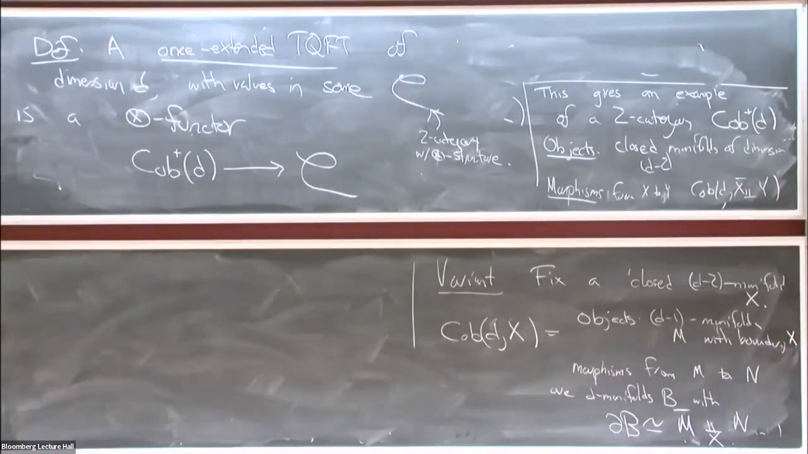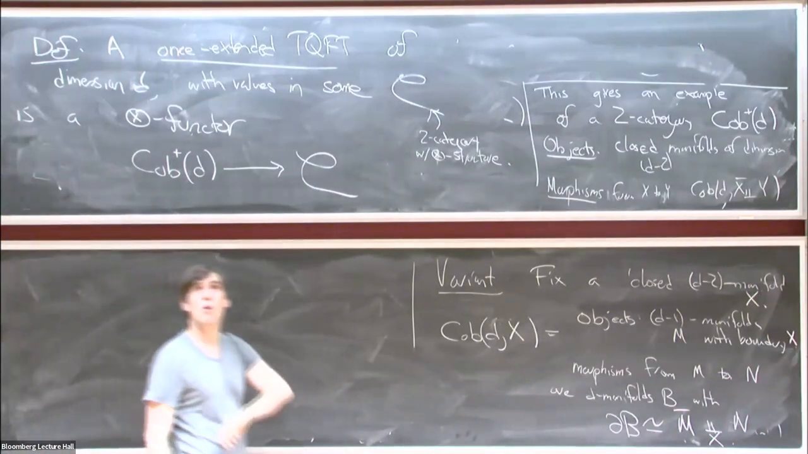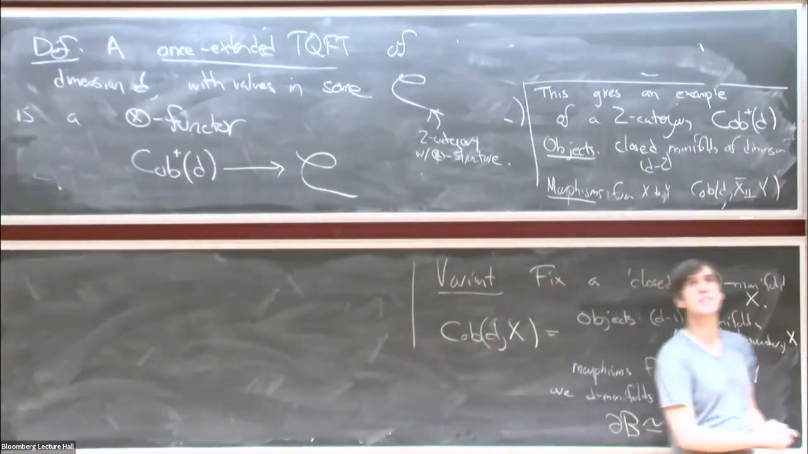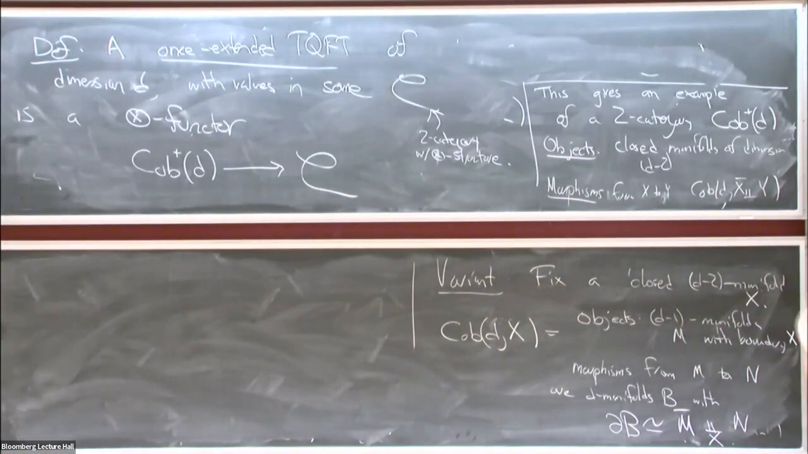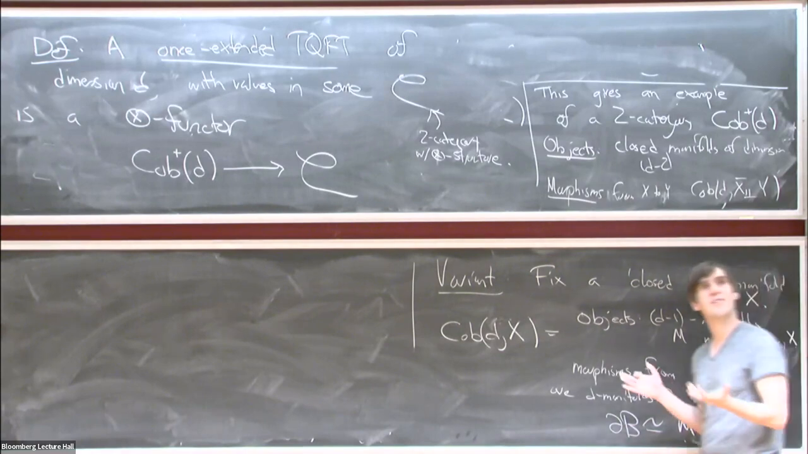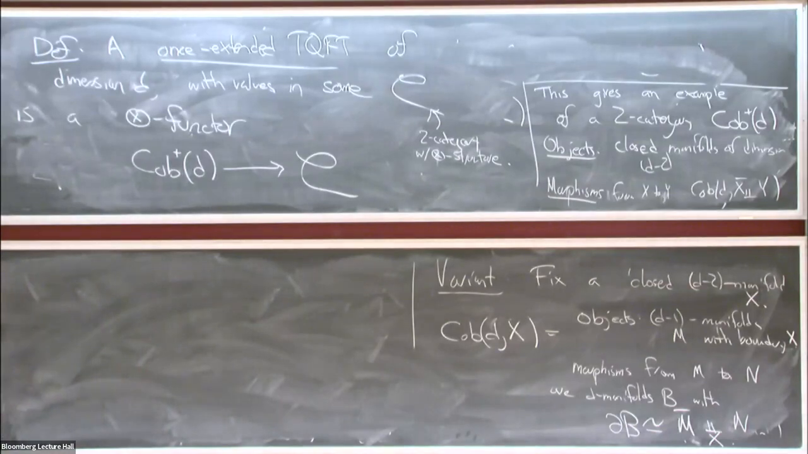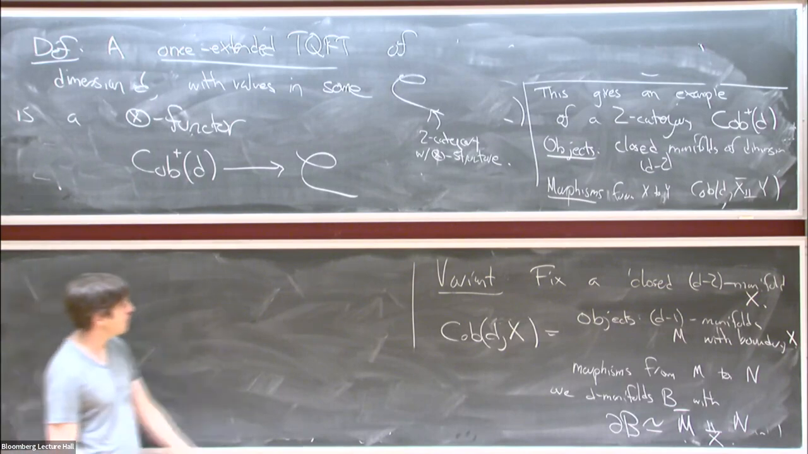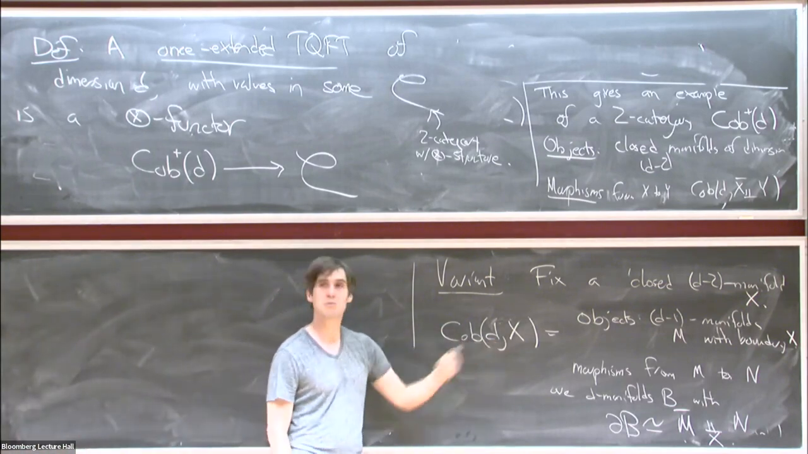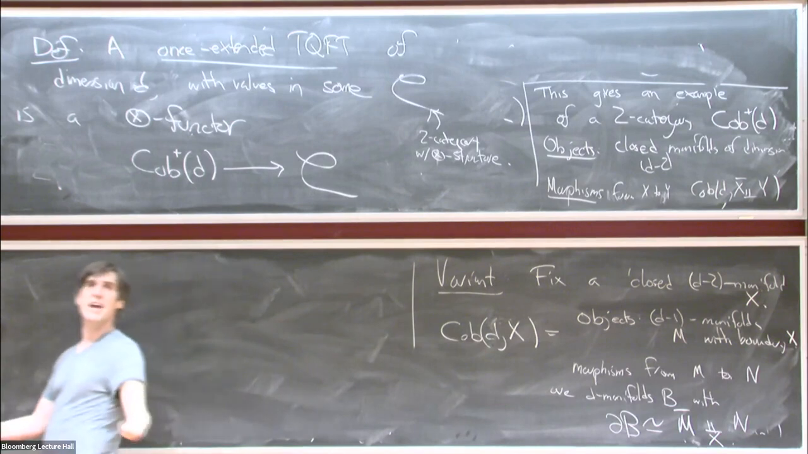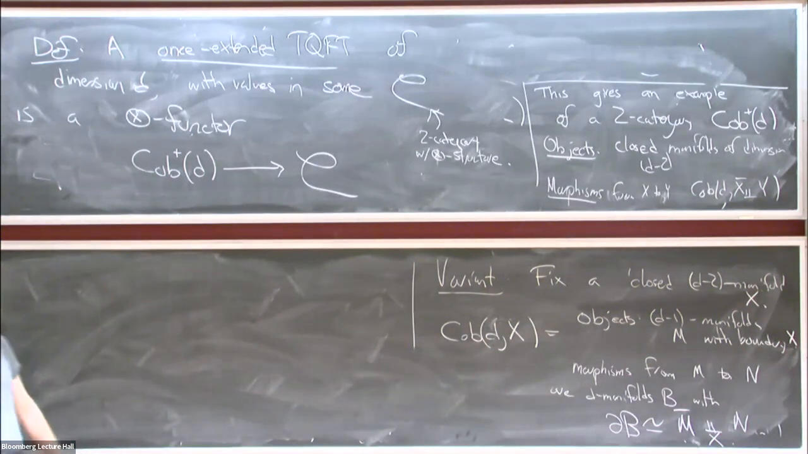And so what do you lose and gain by passing from ordinary TQFTs to these once extended TQFTs? Well, the definition became a lot more complicated, right? If you write the original definition down category theoretically, you need to know what a category is. And you need to know two examples of categories: the category of manifolds and bordisms and the category of complex vector spaces.